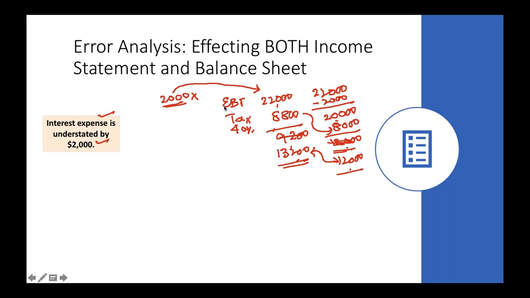Any expense is understated, profit before tax will increase. Any expense is overstated, profit before tax will be understated. So make sure you see whether any expense is understated or overstated, and what is the impact on your EBT. Thereby you can see even the change in the taxes.